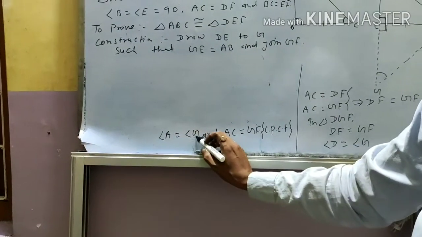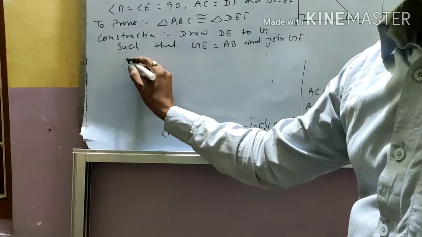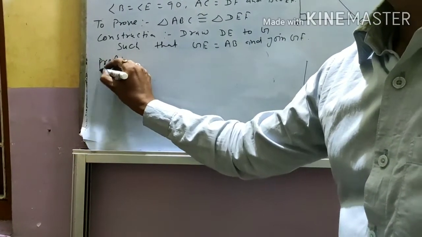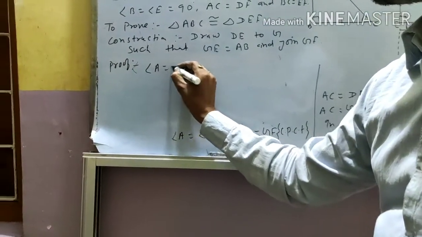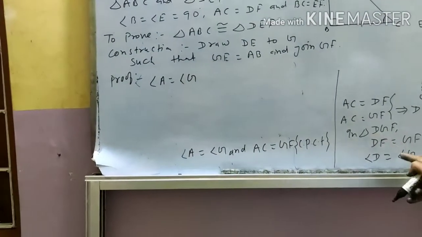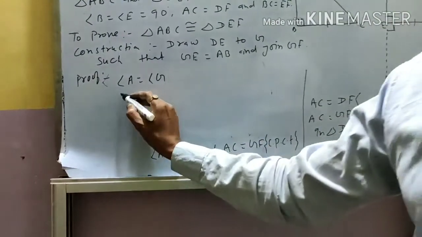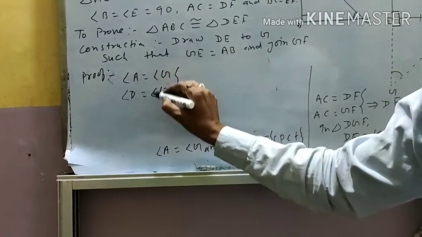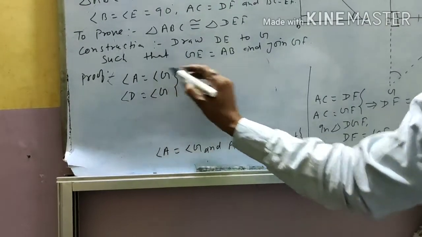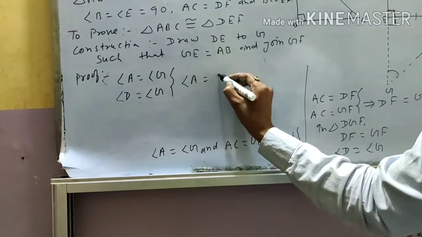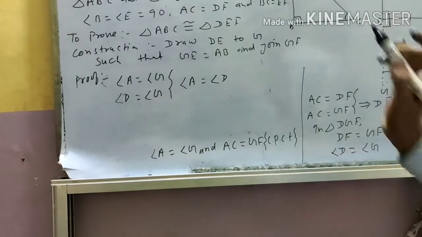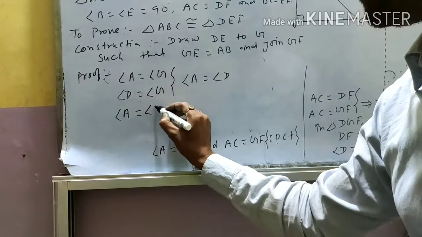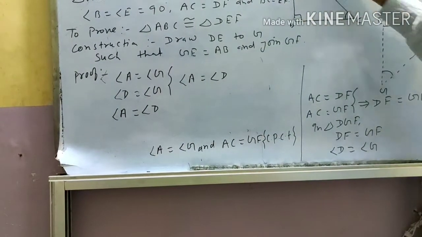Here angle A is equal to angle G. In the proof, angle A is equal to angle G and angle G is equal to angle D. Since G and G are equal, we can write angle A is equal to angle D. So we have angle A is equal to angle D.